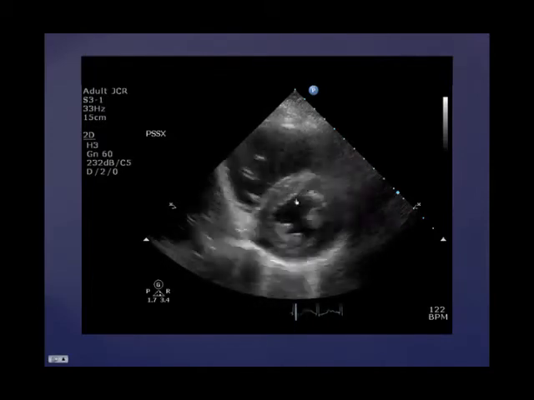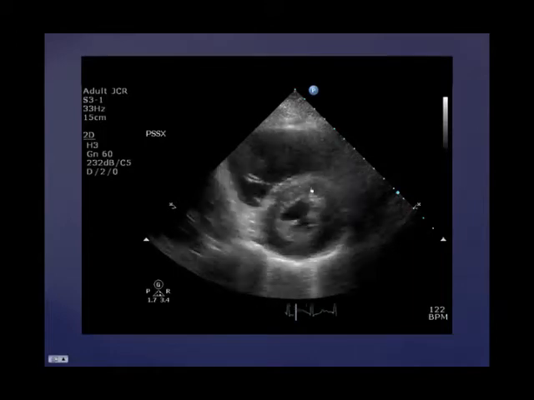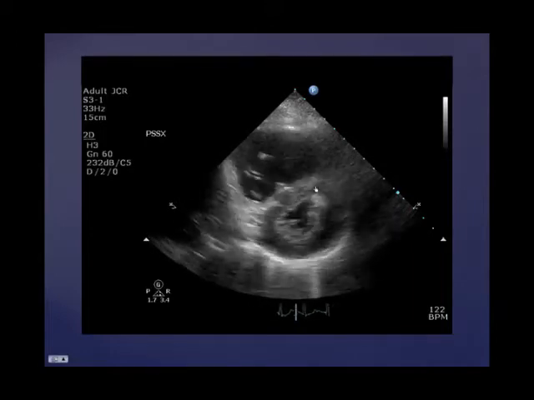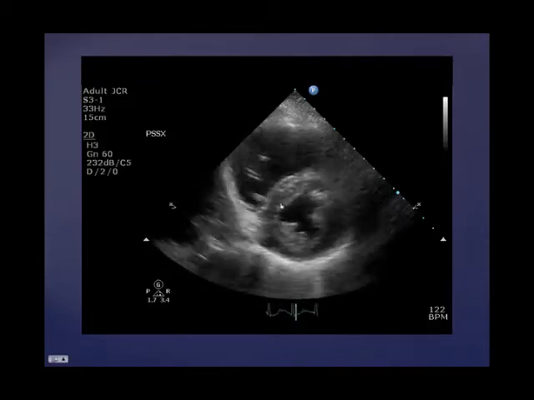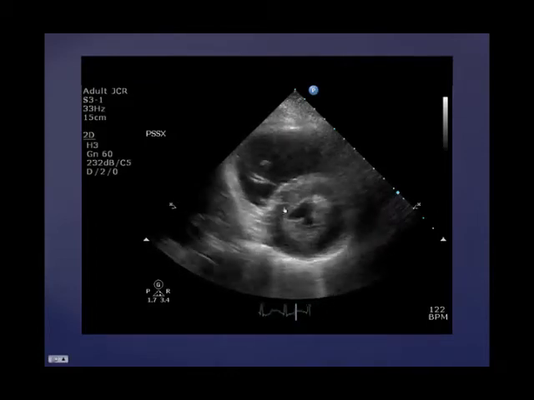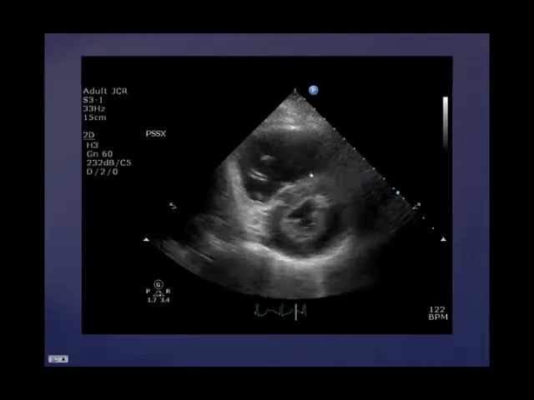This is the interventricular septum, and this is the D shape that I'm talking about. You can see instead of this being round, this is flattened. Okay? So the interventricular septum is flattened because of the raised right-sided pressures.